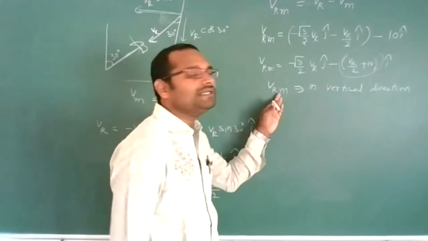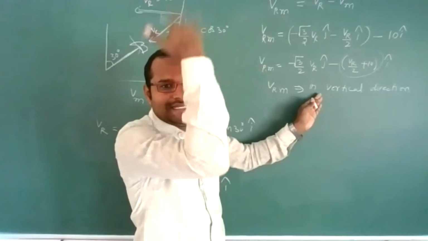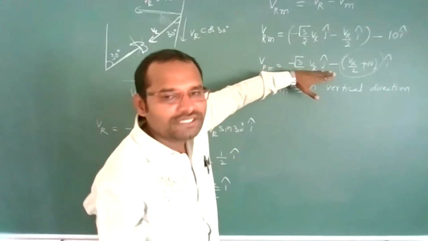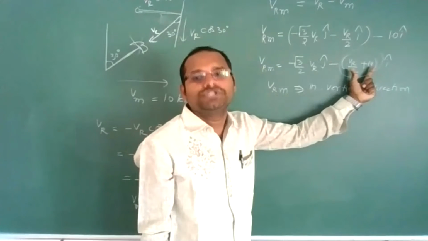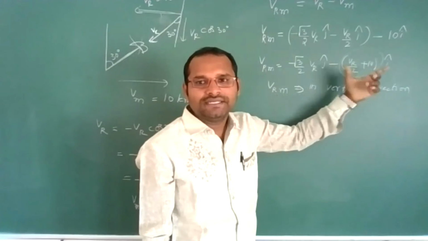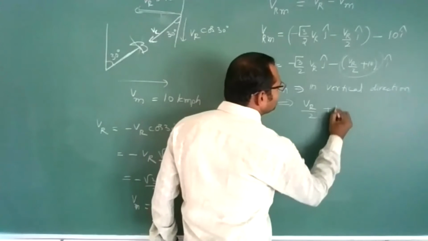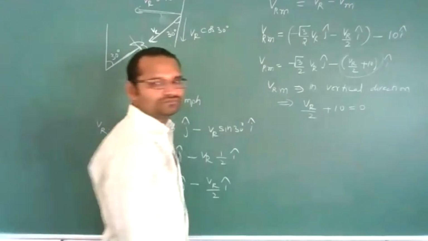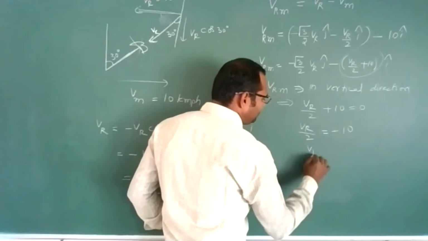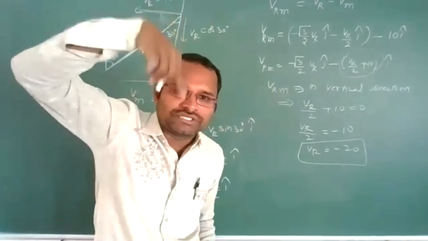Because when he is running he sees that rain is falling on him vertically. When rain is falling vertically means only vertical components should be present. Horizontal component value should be 0. Are you getting, students? Clear? That means VR by 2 plus 10 should be equal to 0. Then what is VR by 2? VR by 2 is equal to minus 10. Then VR equal to what? Minus 20. Here minus sign indicates what? Downward direction.